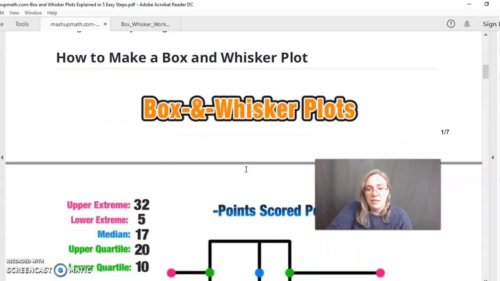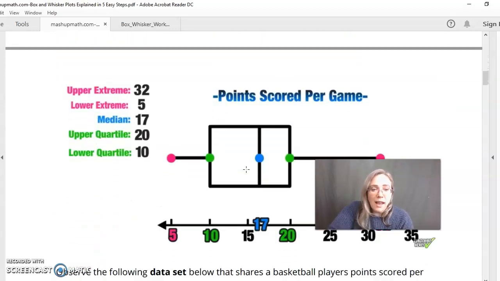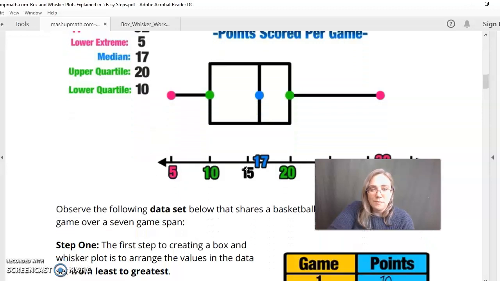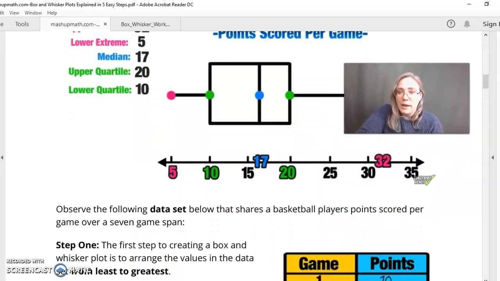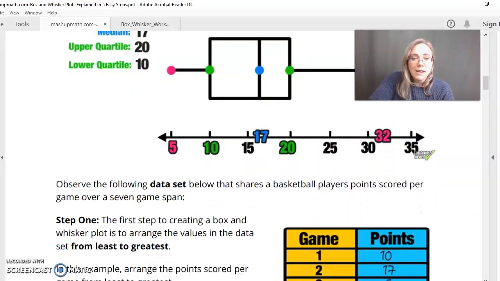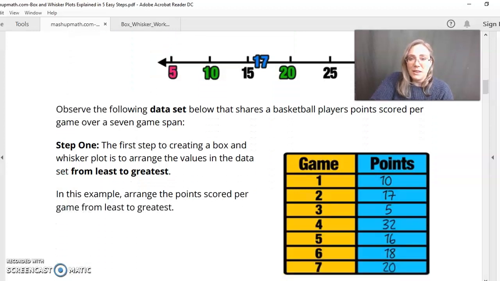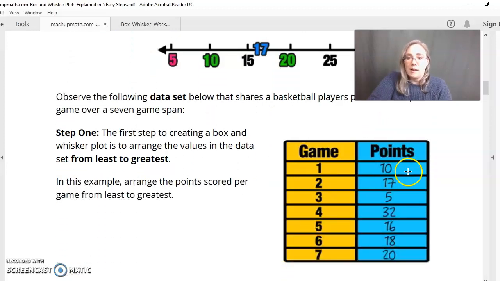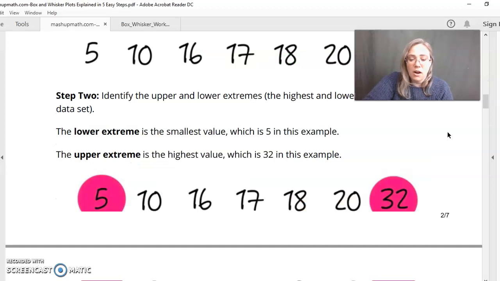Okay, so how do we make these things? Let's say that this is our data set. Here's our data. We have all of these points. Game 1, 10 points. Game 2, 17 points, and so on. Clearly they had some good games and some not so great games. So step 1, put them all in order, least to greatest. We haven't organized these yet, so we would have to in order to get this data done. In fact, here they are in order.